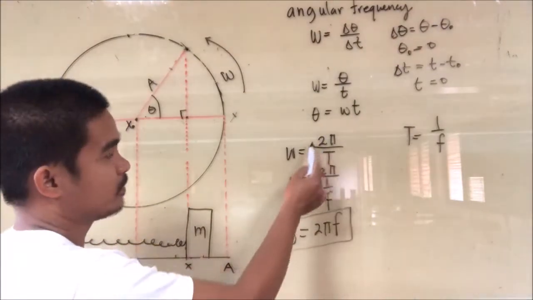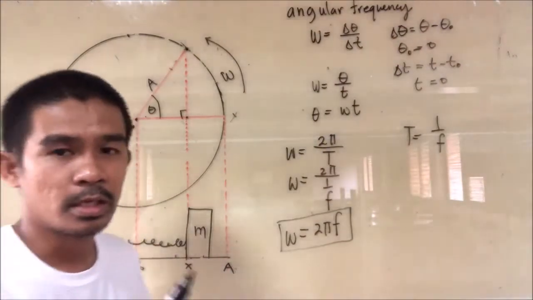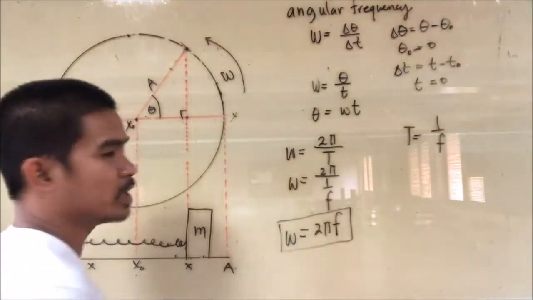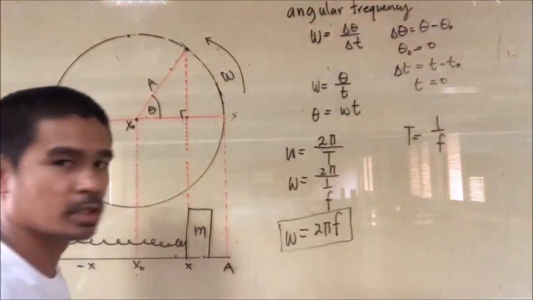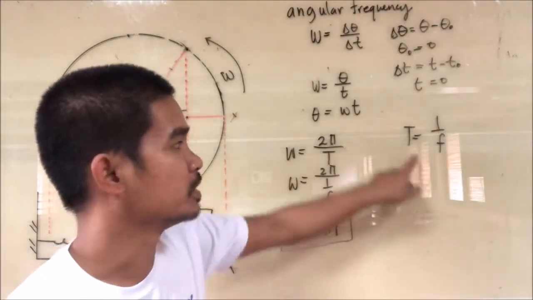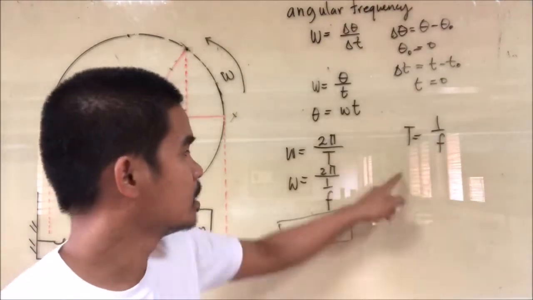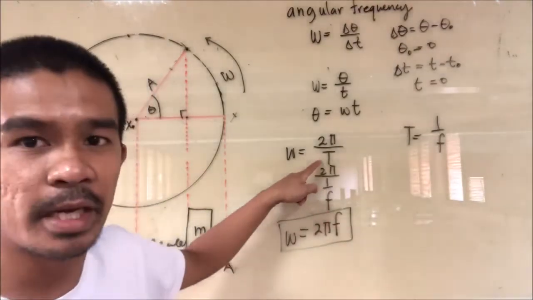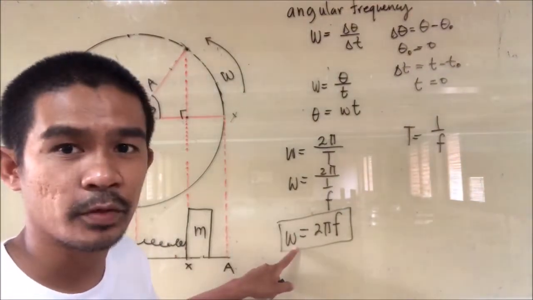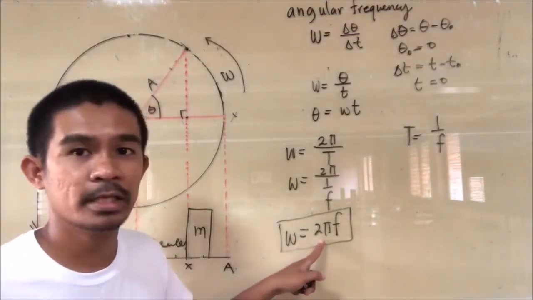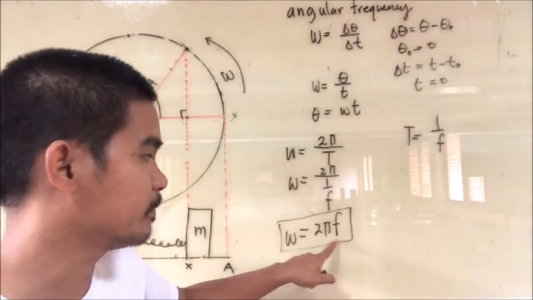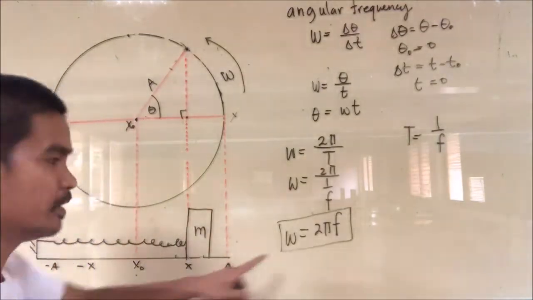So this is one revolution, equivalent to one cycle displacement, over the time required to move one cycle, which is the period. And the period is the reciprocal of the frequency. So you have T equals 1 over f. And then I will replace T by 1 over f. Then we have the angular frequency equals 2 pi times the frequency. So this f is the frequency.